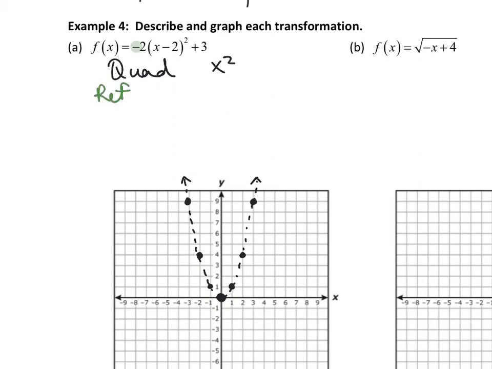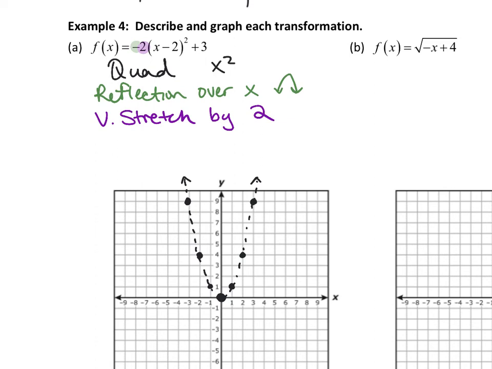What is this one? A reflection over the x. Now what that means is we're going to have a sad parabola. So whatever we get as an output, we're going to use the negative version of it. What does this 2 mean? Vertical stretch by a factor of 2, so every output I get, I'm going to multiply it by 2 to make my graph narrower.